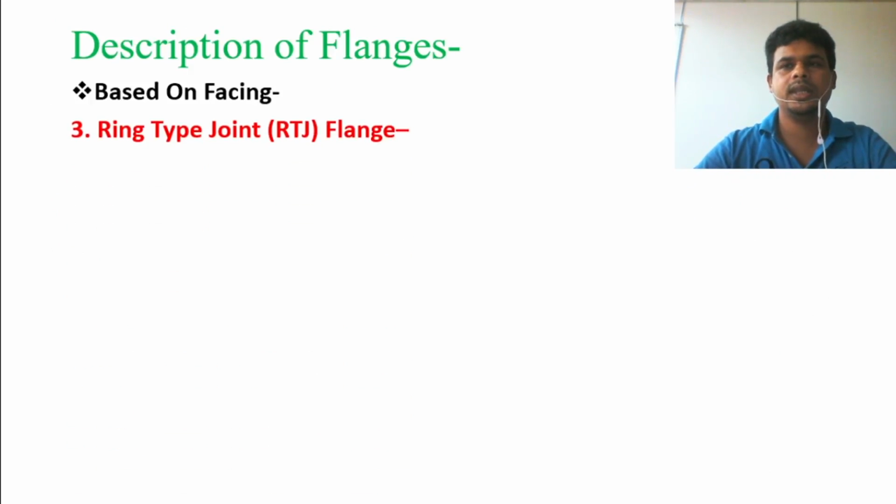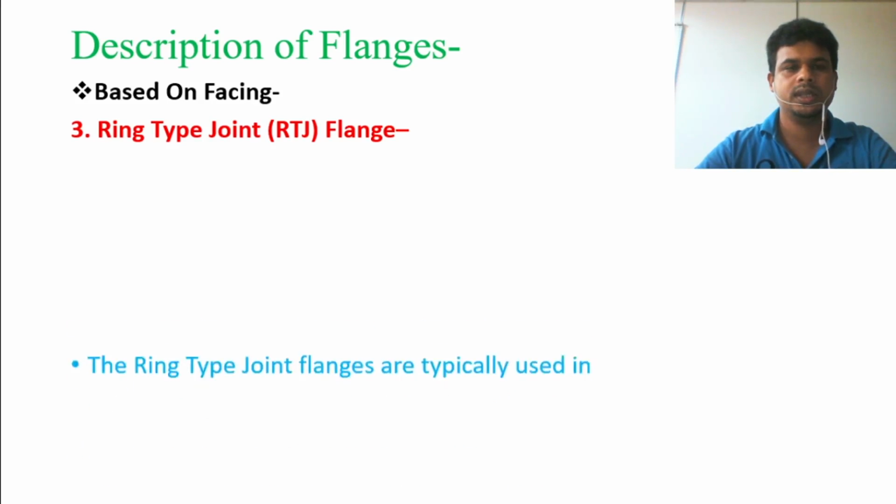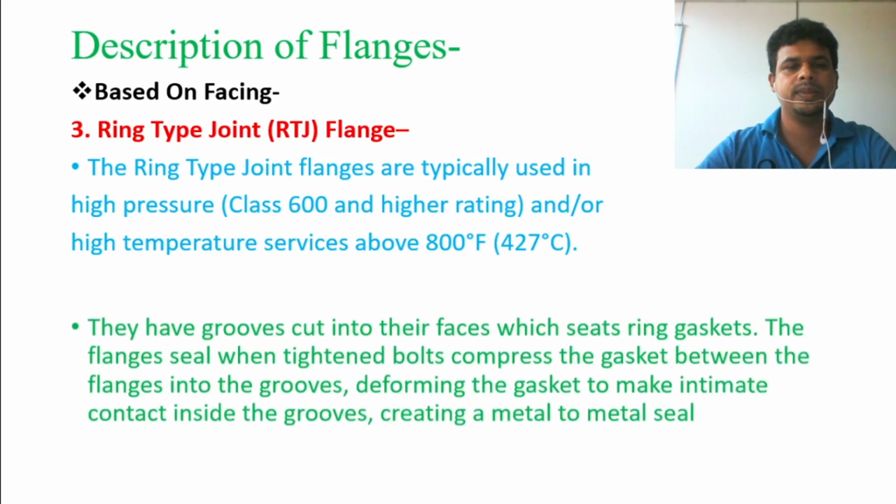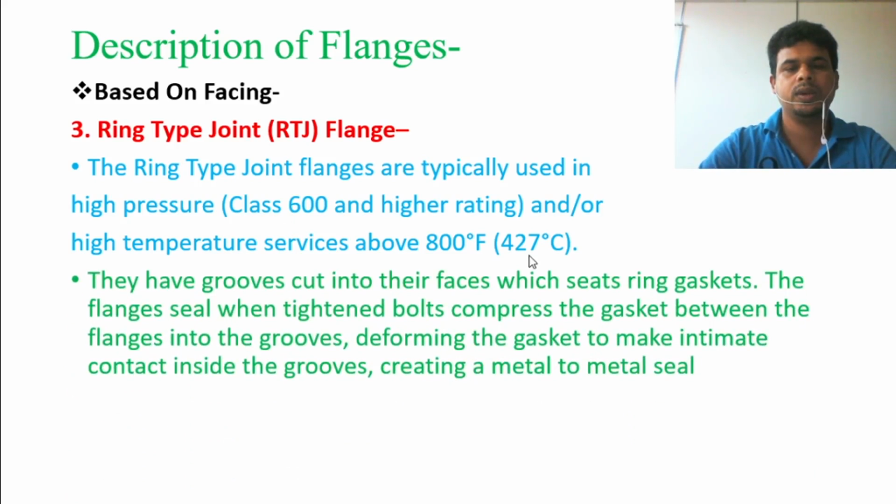Okay, let's see the next type of flanges. Ring type joint flanges, basically we call RTJ flange. The ring type joint flanges are typically used in high pressure, class 600 and higher rating, and or high temperature service above 800 degrees Fahrenheit or 427 degrees Celsius. The second thing, they have grooves cut into their faces which seat the ring gasket. The flanges seal when tightened bolts compress the gasket between the flanges into the grooves, deforming the gasket to make intimate contact inside the grooves, creating a metal to metal seal.